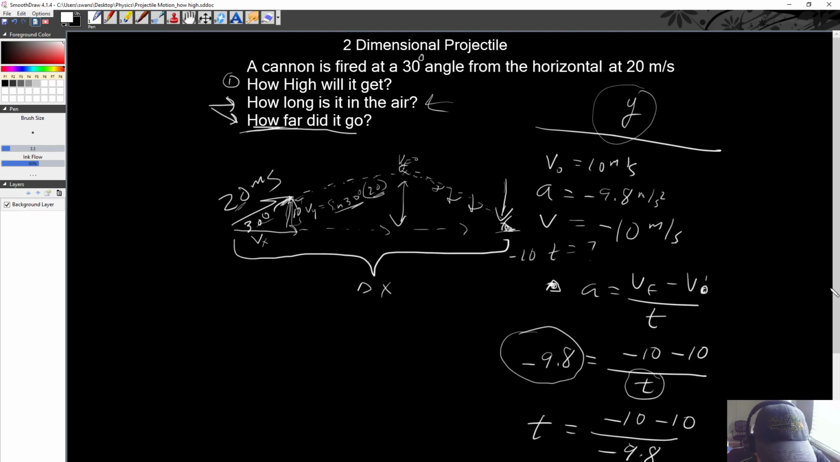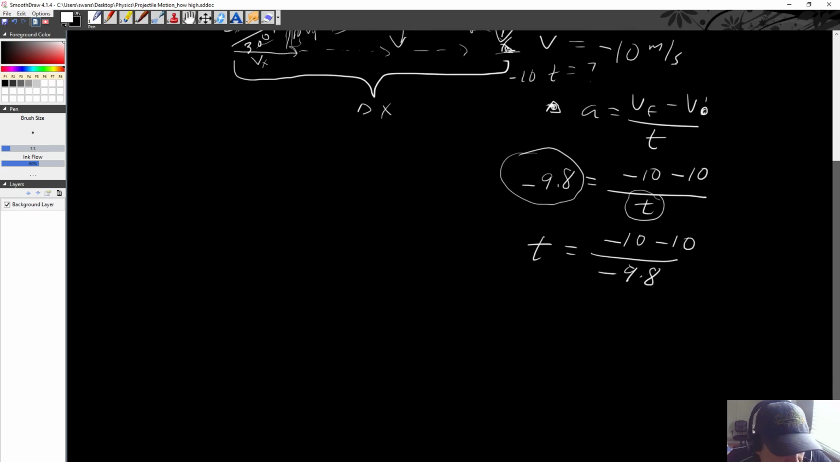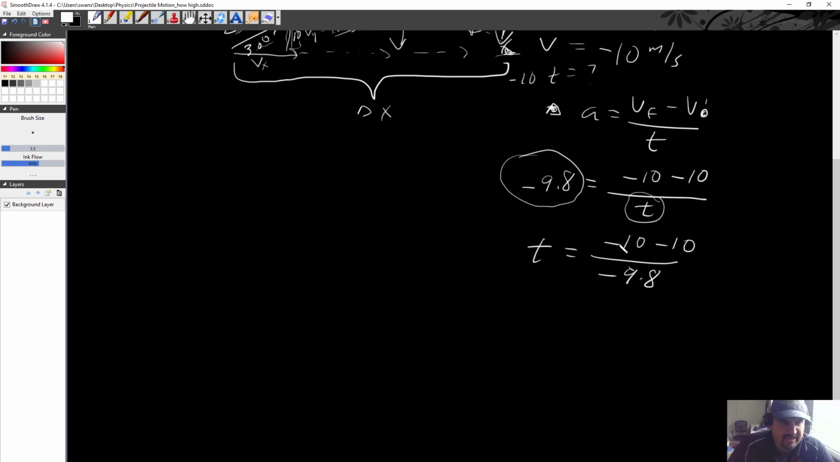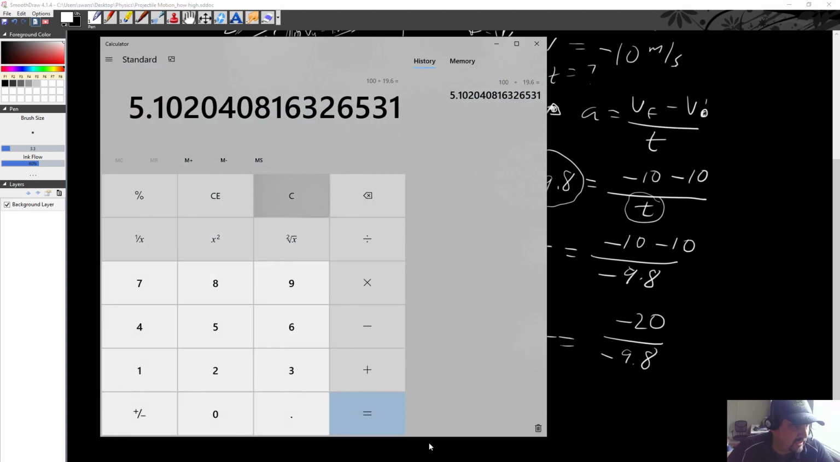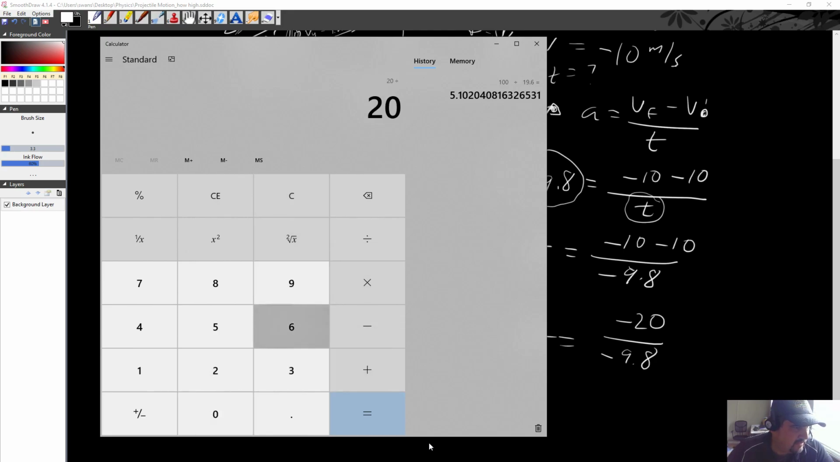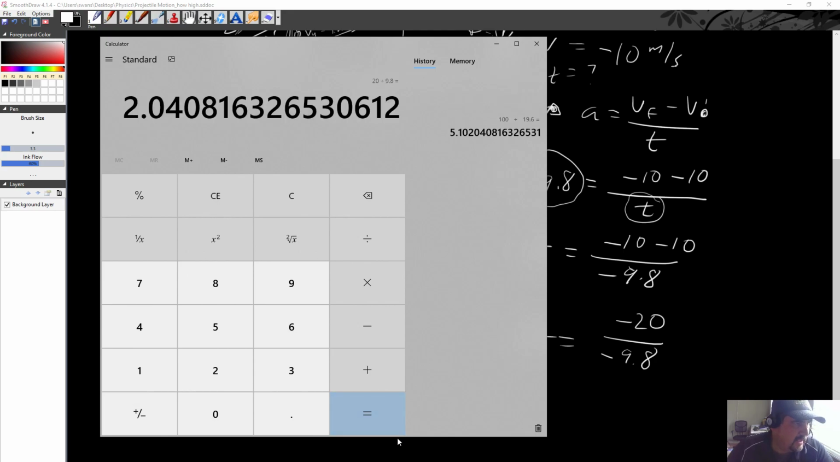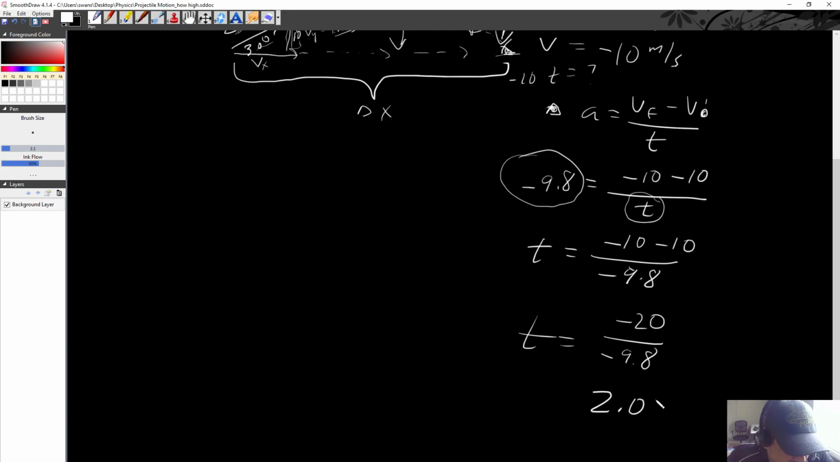And let's see if I can do this here. There we go. And what is this? Negative 10 take away another 10 is going to be negative 20, divided by negative 9.8 is equal to t. So let's do a quick calculation here. 20 divided by 9.8 is 2.04. And notice it's a negative divided by a negative, so we're going to get a positive, which is good. Time should always be positive. If you got a negative time, you did something wrong. So the time is 2.04.